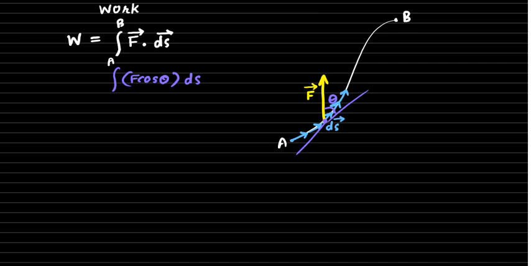Many a times what happens is the force F is given to be constant in magnitude. In such a case, whenever the force F is constant in magnitude, the magnitude of force F will be taken out of the integral sign and we will be left with ds cos theta only.